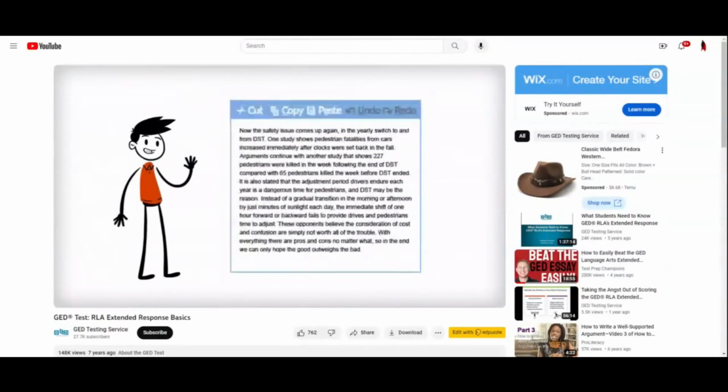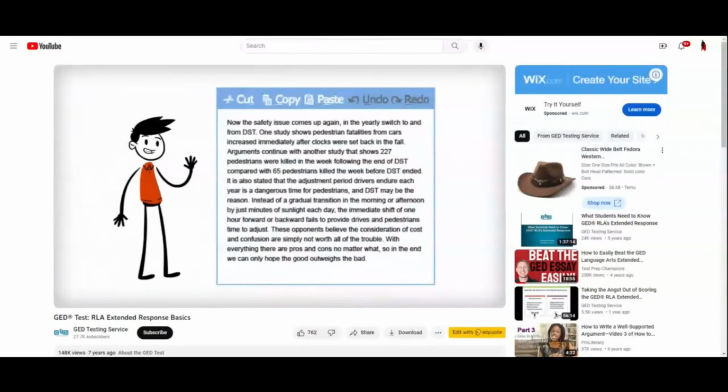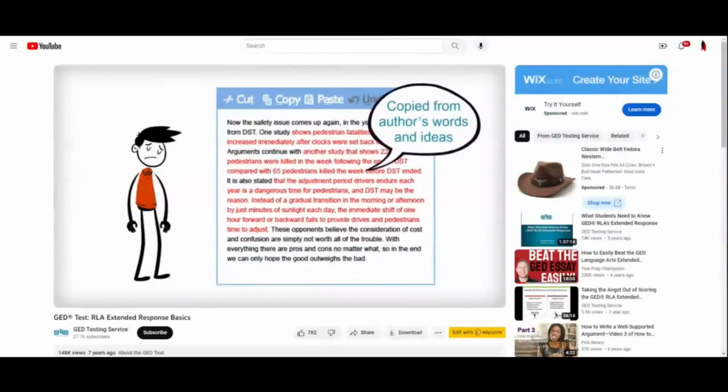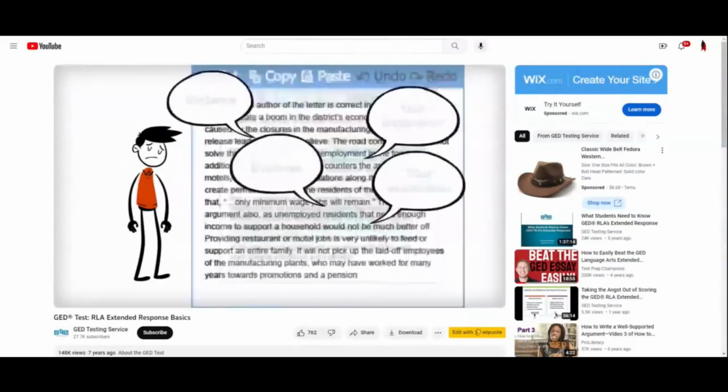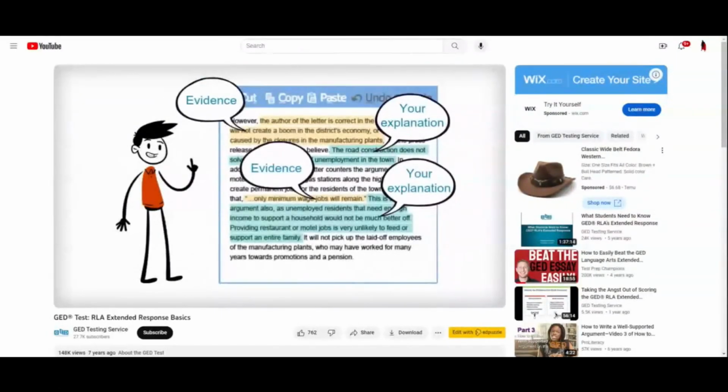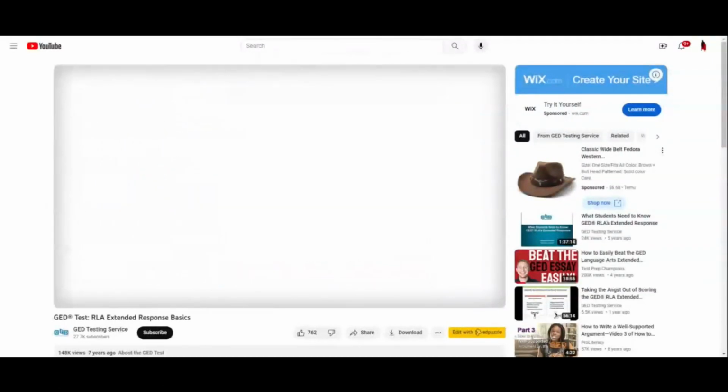And remember, make sure that most of what you write reflects your own thinking, not the thinking of the writers of the passages you read. Without your own ideas and explanations, you're not really showing off your writing skills and may not score very well.